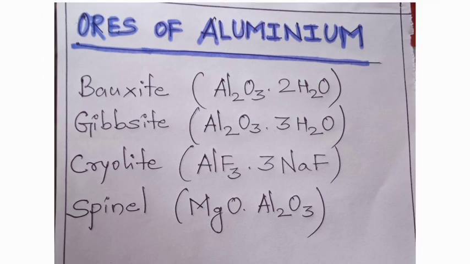Another ore of aluminium is gibbsite, whose formula is Al2O3·3H2O. Another ore of aluminium is cryolite, whose formula is AlF3·3NaF. Another ore of aluminium is spinel, whose formula is MgO·Al2O3.